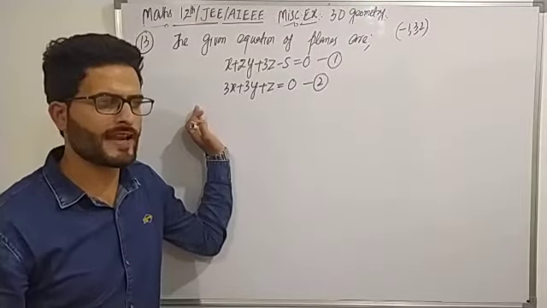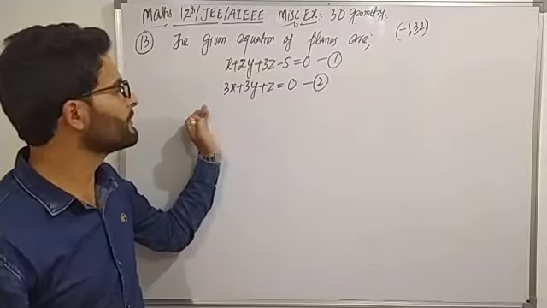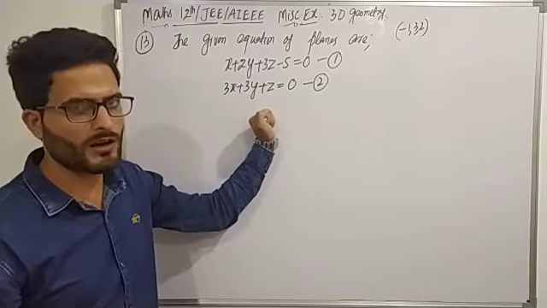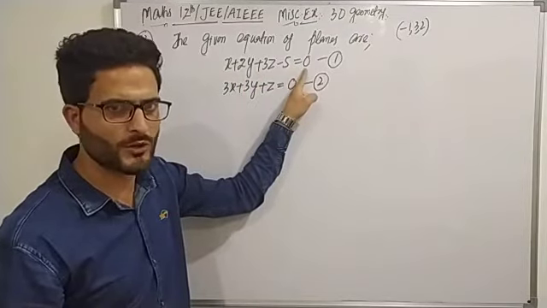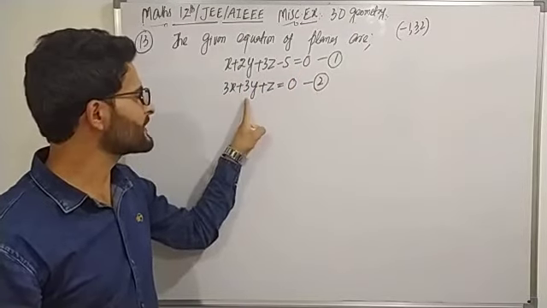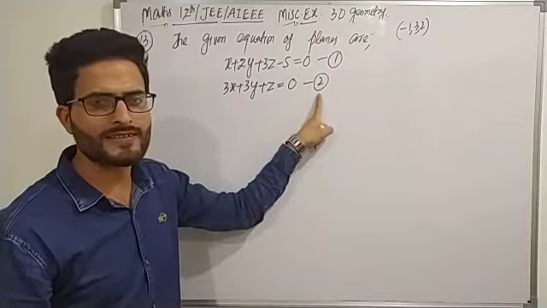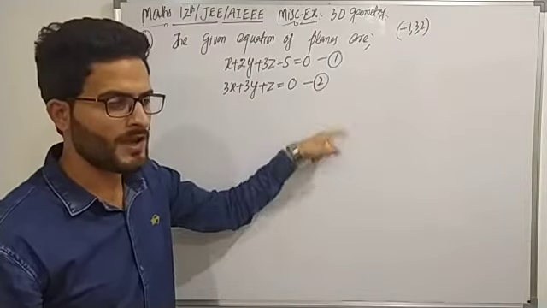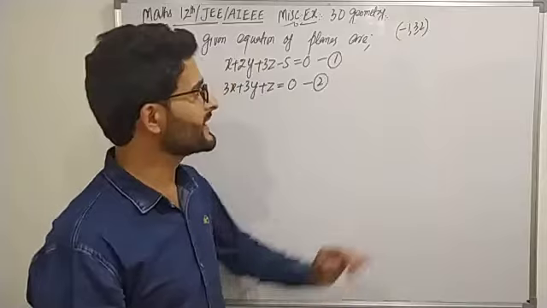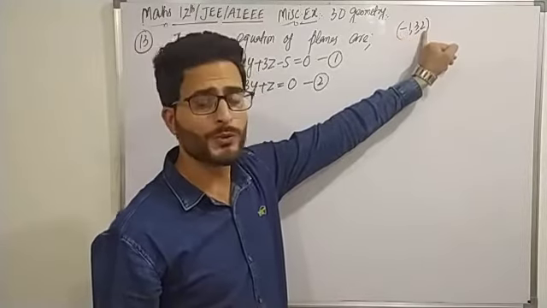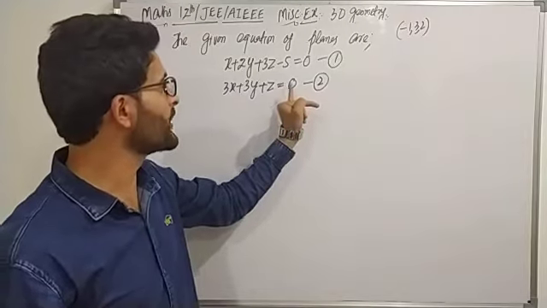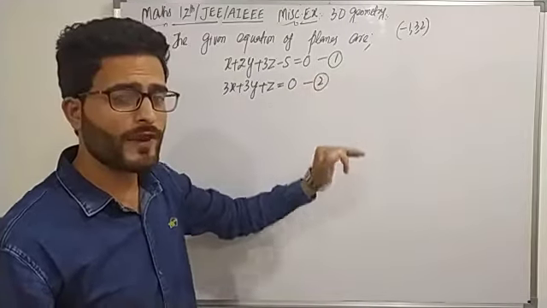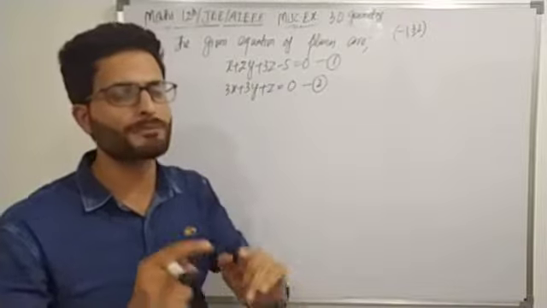Now we are on question number 13 of this miscellaneous exercise, and in that question we have two given planes represented in terms of the Cartesian equations as x plus 2y plus 3z minus 5 is equal to 0, plane first, and 3x plus 3y plus z is equal to 0, and that's the equation of plane second. Now we have another plane which is passing through the point -1, 3 and 2, and that is perpendicular to the planes first and second, and we need to calculate the equation of that plane.